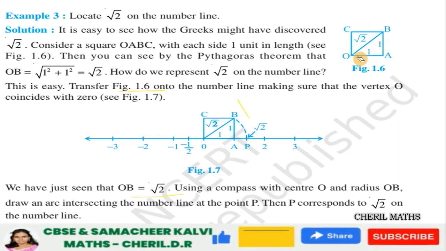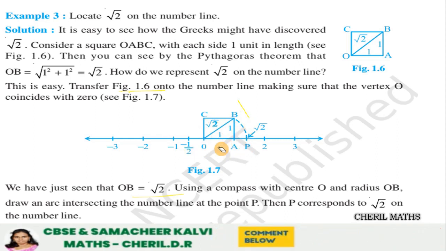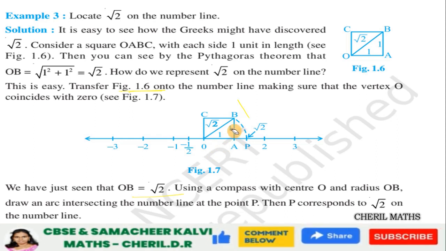That is, we transferred this square onto the number line, and then we drew the arc with O as center and OB as radius. You were able to draw the arc, and OP was equal to OB, that is root 2. So this we did for root 2 in the previous example.